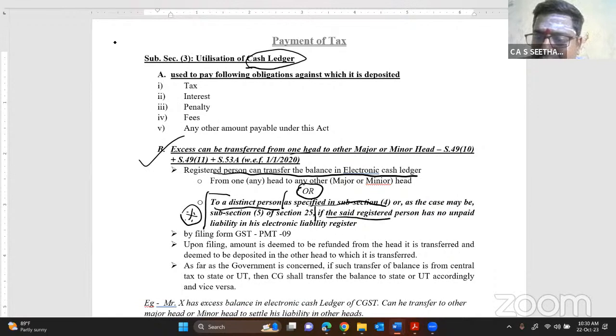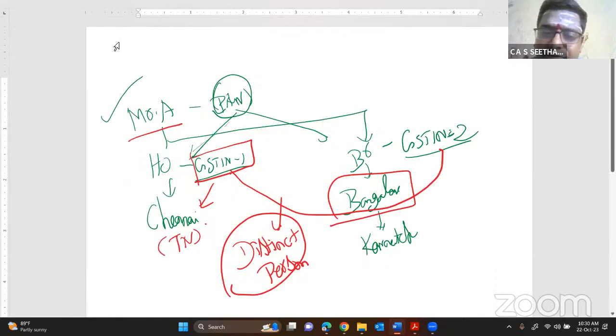The transfer is allowed if the said registered person has no unpaid liability in his electronic liability register. So if I don't have a liability here, I can transfer it to my own branch. Guys, are you able to understand this provision? Latest amendment. Shall we proceed, my dear? Can you do this mapping?